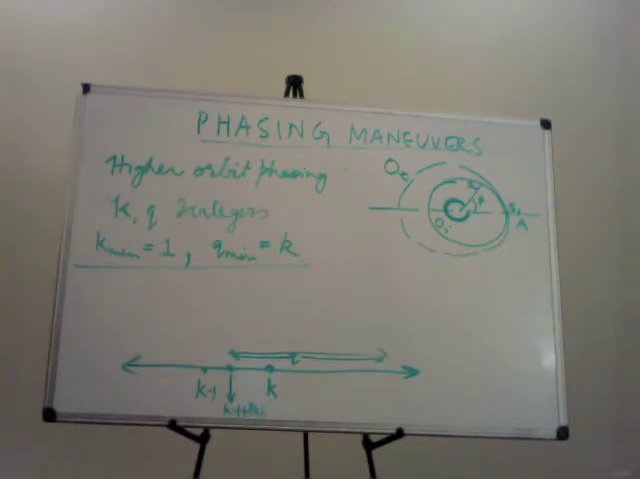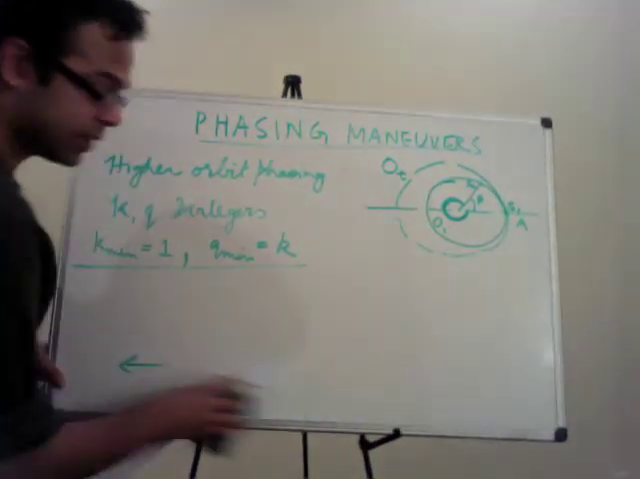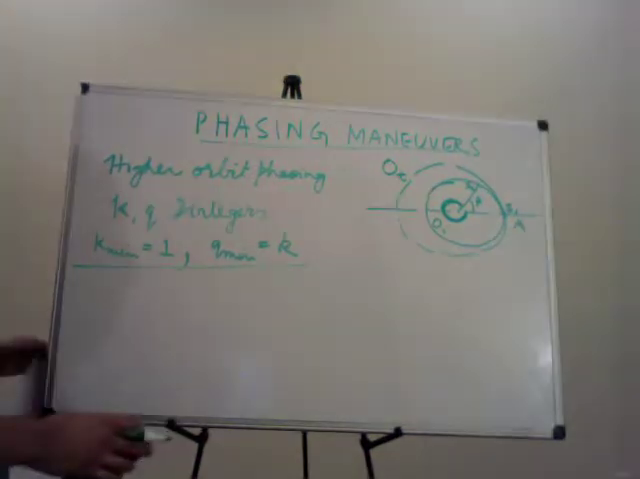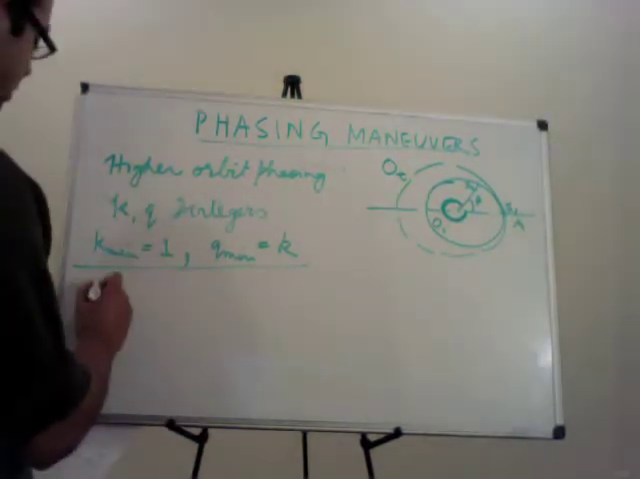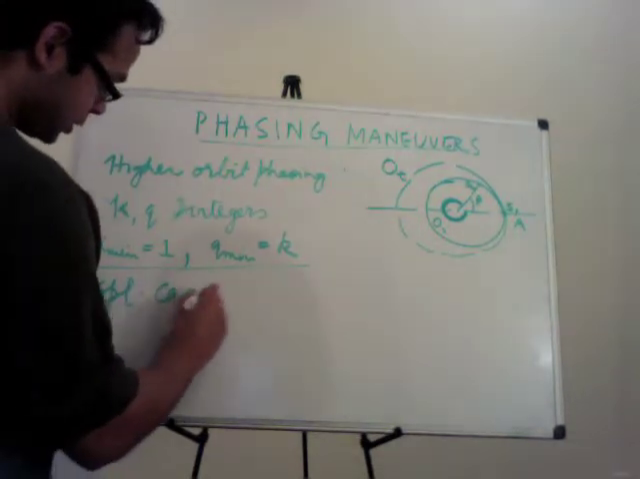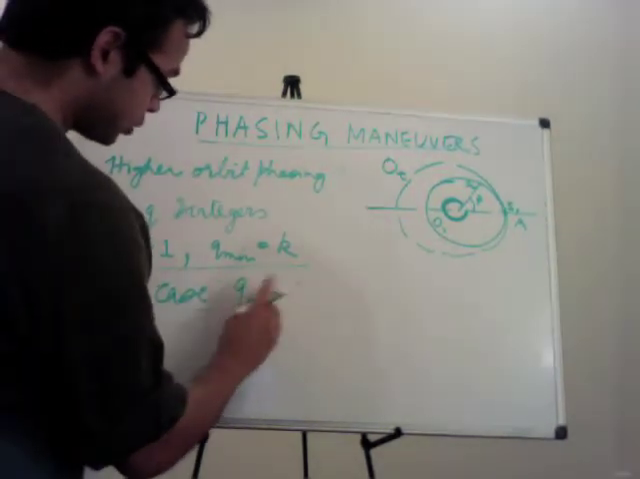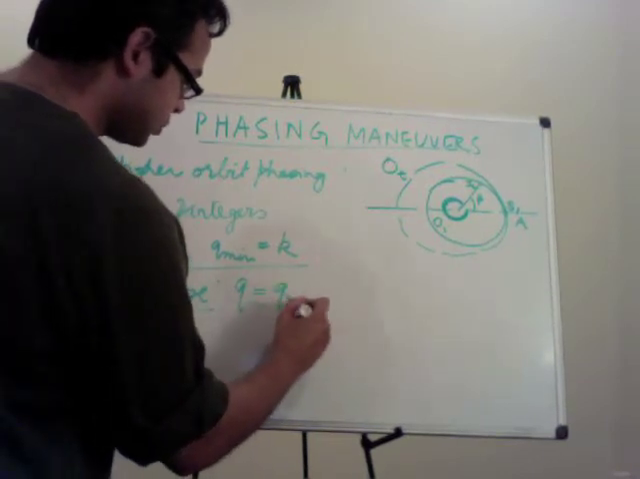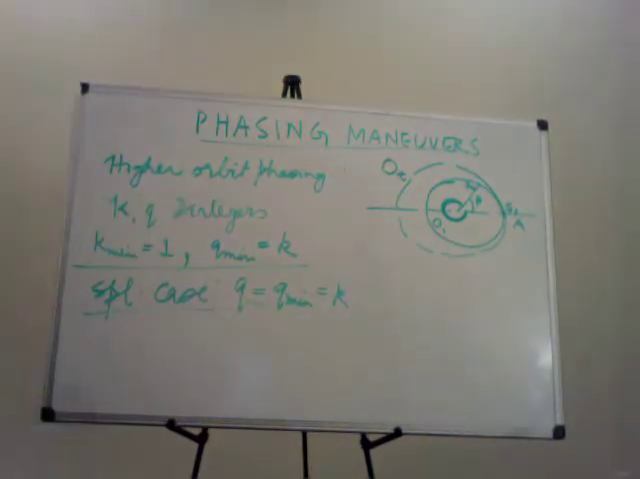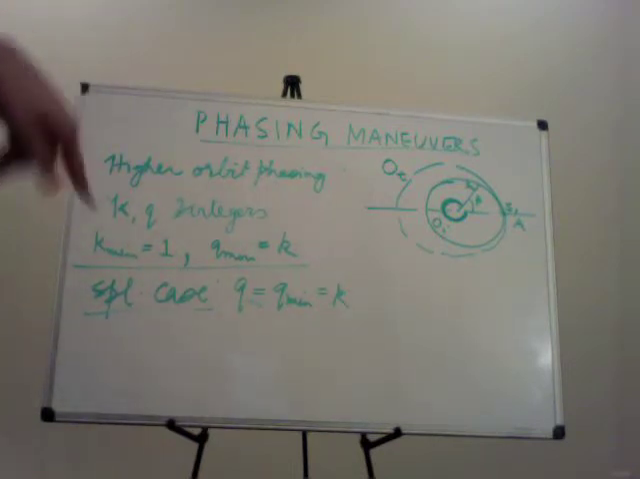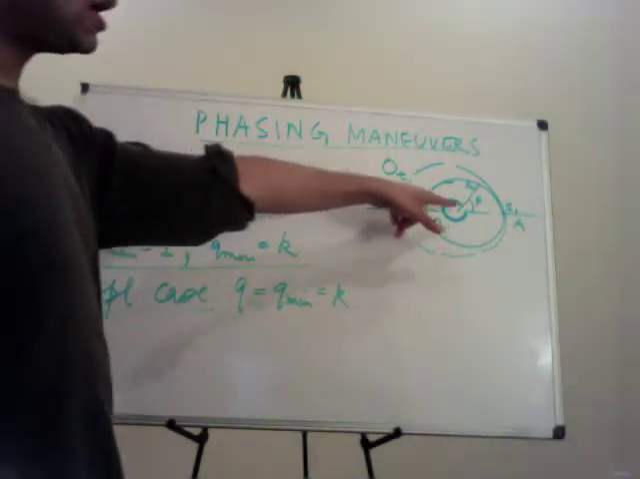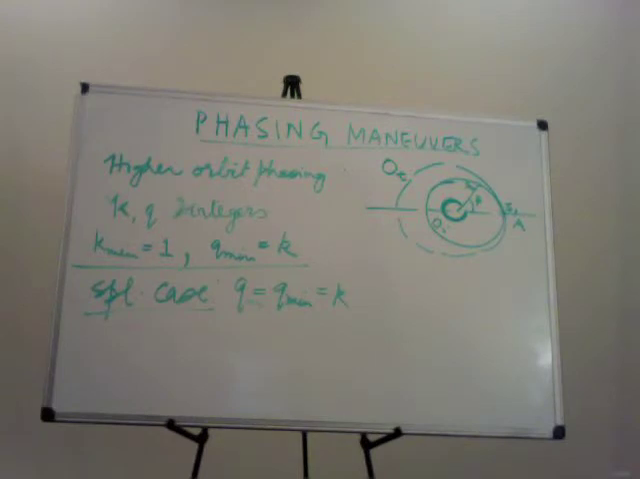Alright. So what we will do next is take equation number 7, which was the expression for the period of the transfer ellipse. In that expression we will do the special case in which Q is equal to Q min and is equal to K. So what we are saying is the number of orbits that S1 does on OT is the same as the number of additional orbits that S2 does on OI after it has covered that angle 2 pi minus beta.